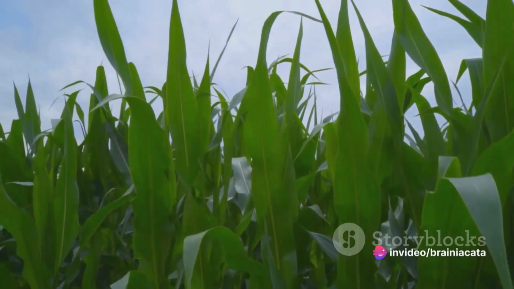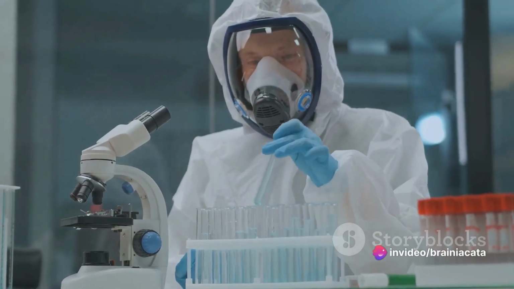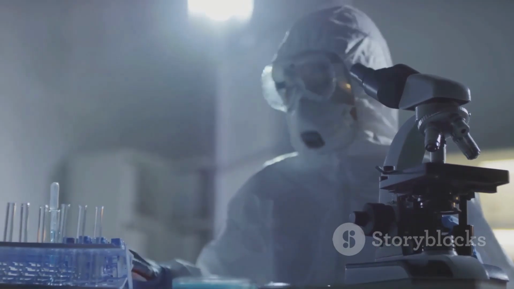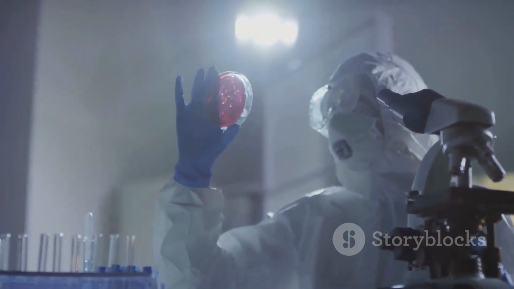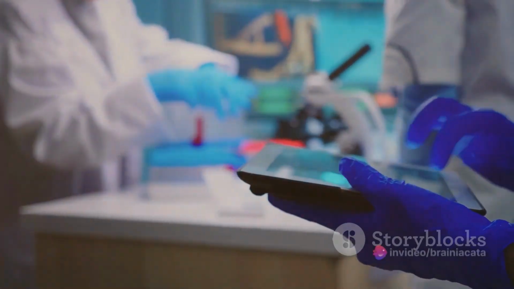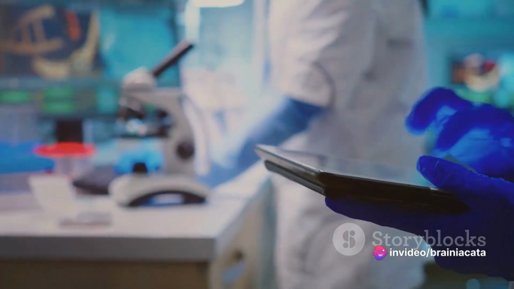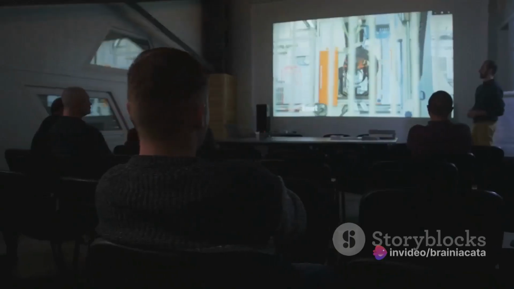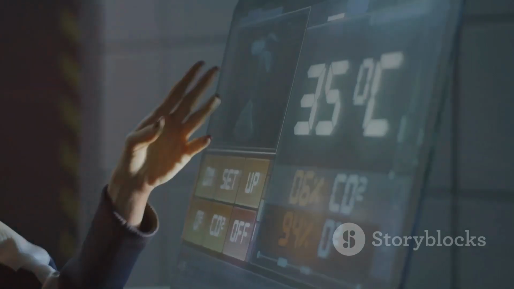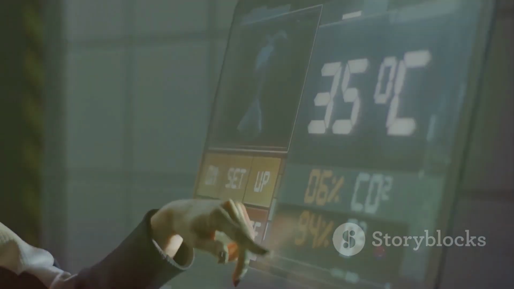The benefits are undeniable. However, on the other hand, there's a Pandora's box of potential risks. What if these engineered organisms mutate and become harmful? What if they're used with malicious intent? It's not hard to imagine scenarios where synthetic biology could have unintended and potentially disastrous consequences. That's why regulation is crucial.